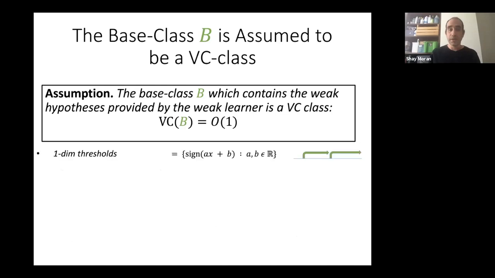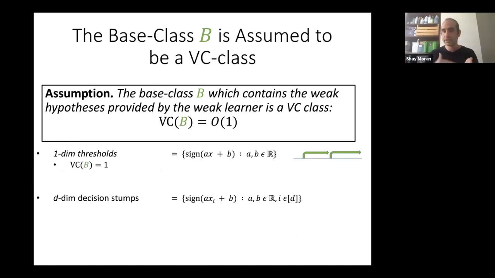And some examples. One toy example, which was very useful, at least for us, to understand what we want to prove, is one-dimensional thresholds. So these are just all threshold functions on the line. And there are two natural extensions of this class in the context of boosting. Here the VC dimension is one. One extension is D-dimensional decision stumps. So these are axis-aligned half spaces. Each function here is the sign function of a linear function which is aligned with one of the axes. And this has VC dimension log D, roughly.